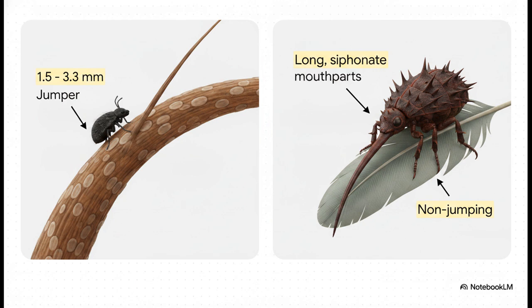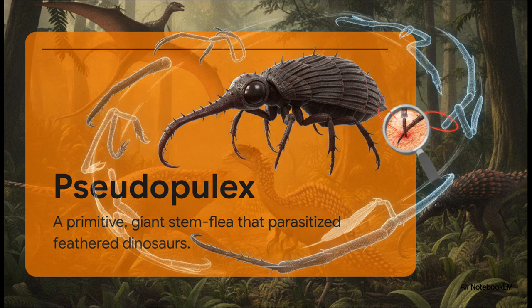Today, we've got our modern fleas. They're tiny, maybe 1.5 to 3.3 millimeters long, and they're incredibly specialized jumpers. But their ancestors? Those Mesozoic stem fleas were giant, terrifying, wingless insects. They couldn't jump at all, and they had these incredibly long siphonate mouthparts designed for a very specific, much larger type of host. Take Pseudopulax, for example.